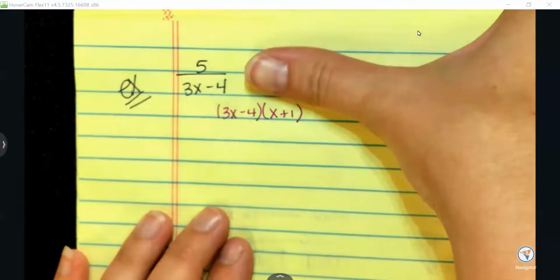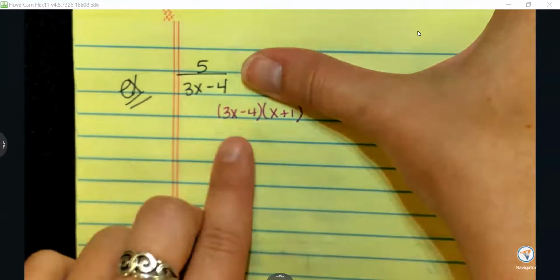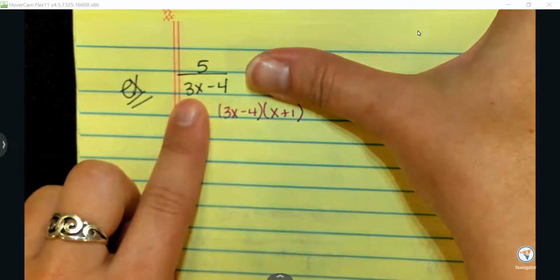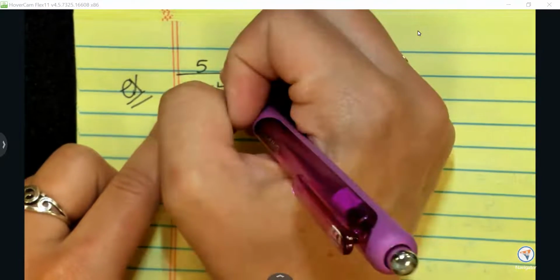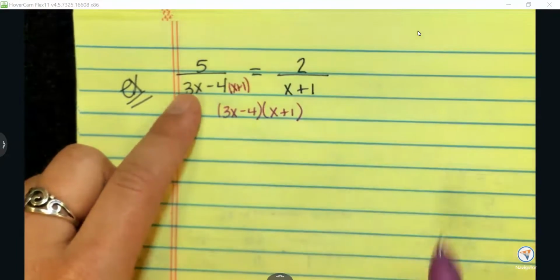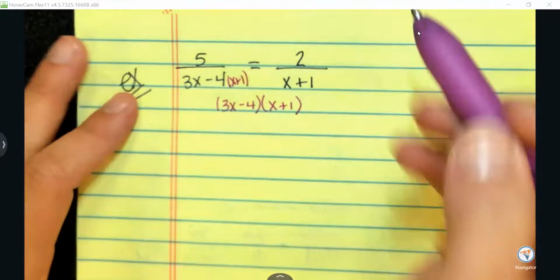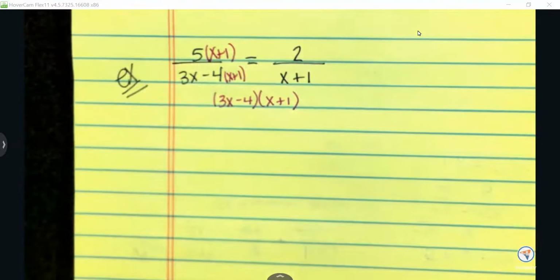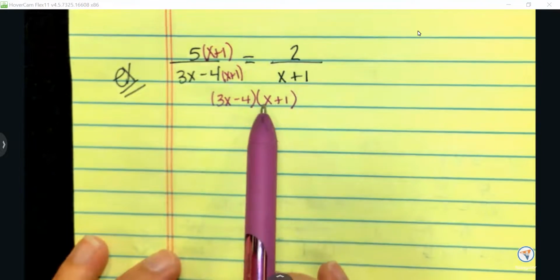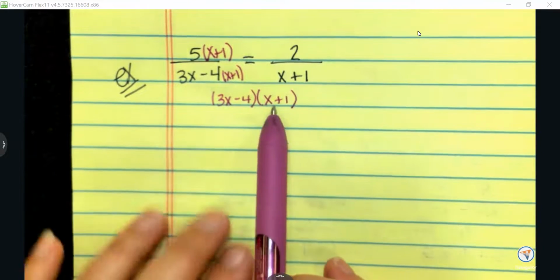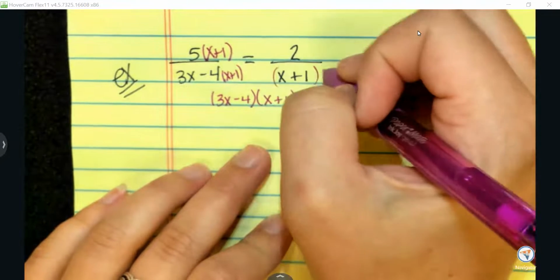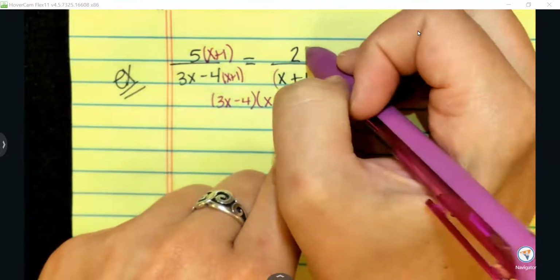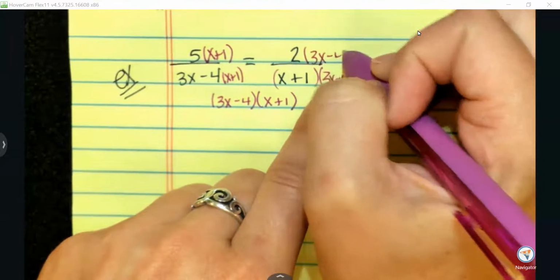So just look at one piece. Well, I have the 3x minus 4. So what is this denominator missing? So I have to put the x plus 1. And if I put it in the denominator, where else do I put it? In the numerator. Let's look at the other side. It has the x plus 1. So what is this side missing? 3x minus 4. And if I put it in the denominator, I put it in the numerator.